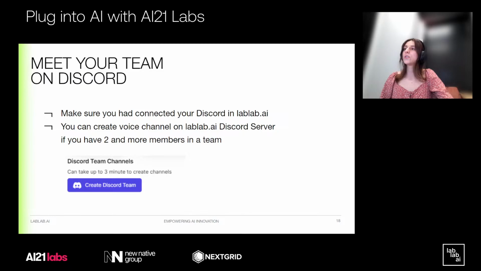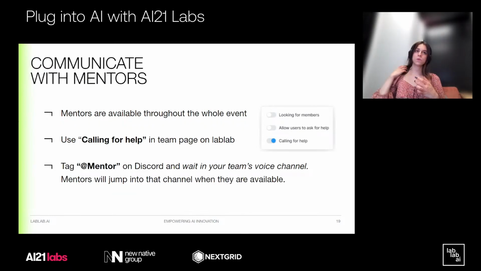Let's move on to the next stage, which is communication with mentors. Here we have two ways. The first way is to use the calling for help button on your team page. On your team page, you have this buttons window, and there you can use it, and we will see that your team needs help, and we will jump into your Discord voice channel. So in case you're calling for help, please make sure that you do have a Discord channel. If you don't, the communication will be really hard for us.